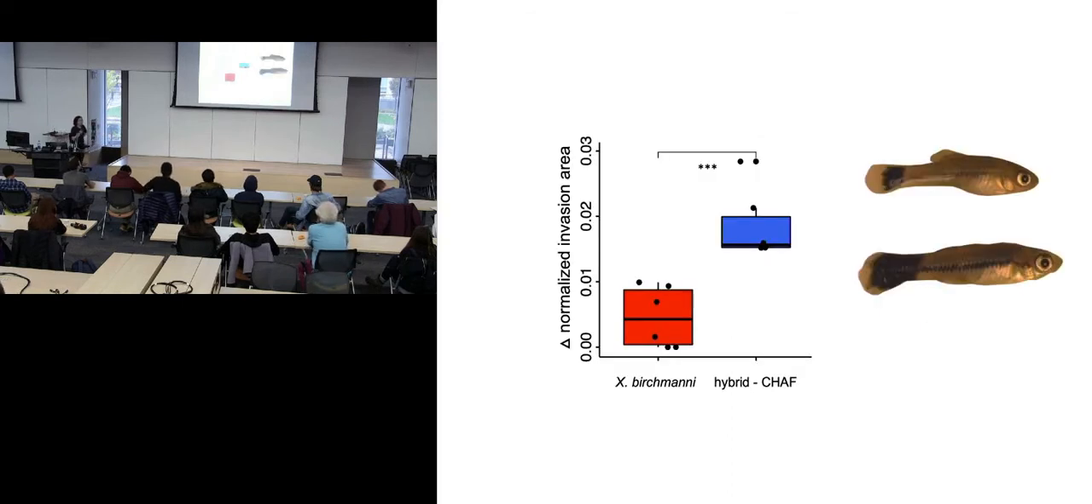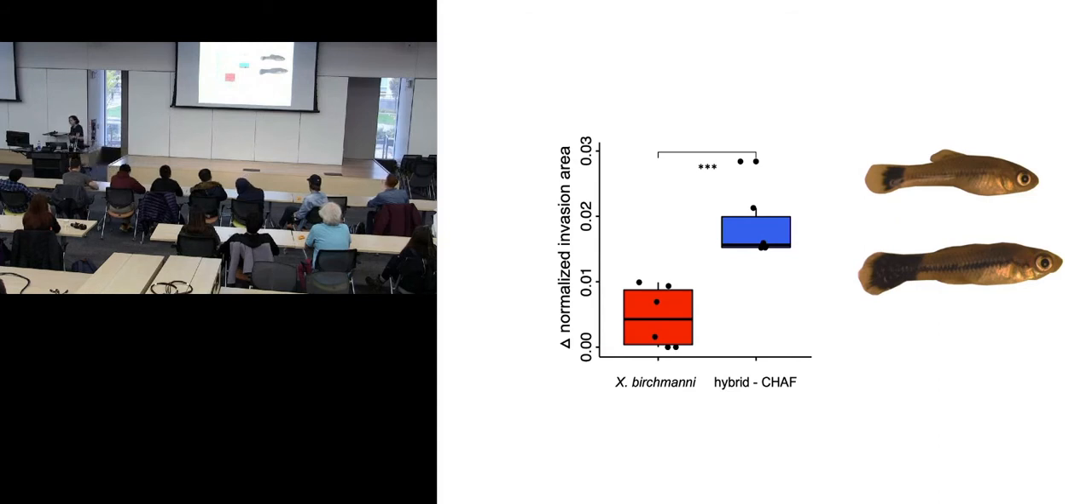We've raised individuals in the lab of both birchmanni and hybrid populations, and we can actually track the expansion of the melanin spot over time. And what you see is that even though birchmanni typically does expand over time, the expansion is slight, and we still don't see the spot moving outside of the fin. By contrast, in hybrids, we see pretty extreme expansion in some cases. And here's a hybrid individual at 4 and then 6 months. And you can see in this individual in particular, we've had some pretty dramatic expansion of this melanin.